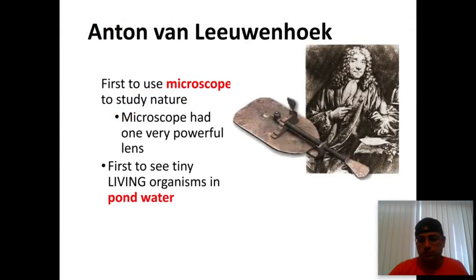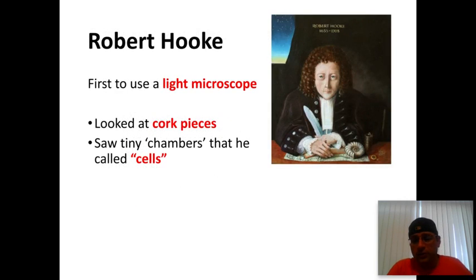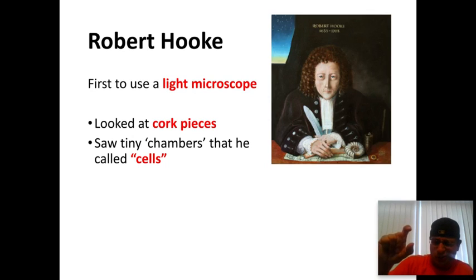So to start off, let's go back. Robert Hooke. Robert Hooke was the first one to use a light microscope. He was a British scientist, and he looked at cork pieces. If your parents have a wine bottle around the house, or if you've ever had a beverage that had a thing that looked kind of like wood at the top, that's cork. So he would cut up a little of that and look at it under the very rudimentary microscope.